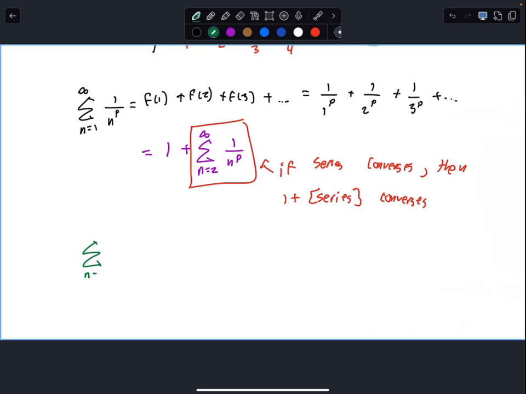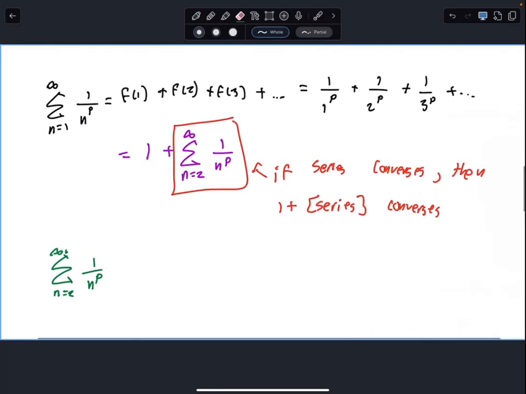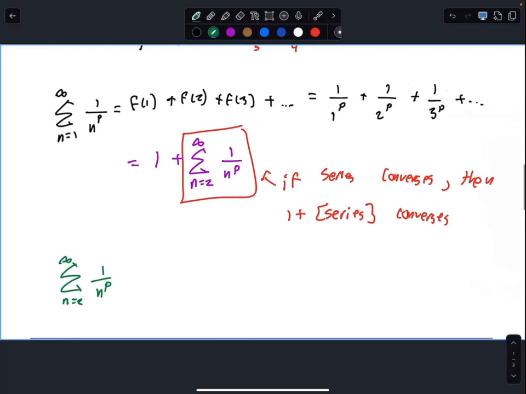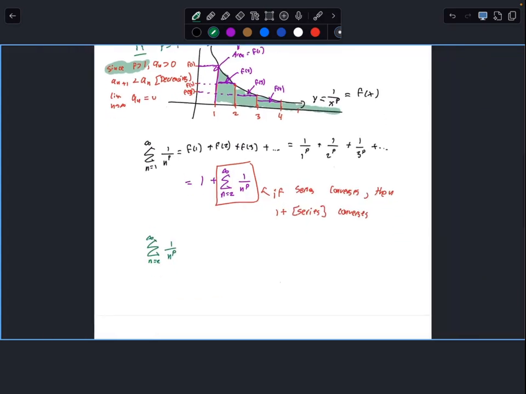My series from n equals 2 to infinity of 1 over n to the p is going to be less than the improper integral. It's less than, because when using a right Riemann sum and you have a decreasing function, you know that the right Riemann sum will be less than the actual area. That's what we learn in typical Calc AB. It's less than the actual area, which is the integral from 1 to infinity of 1 over x to the p dx.